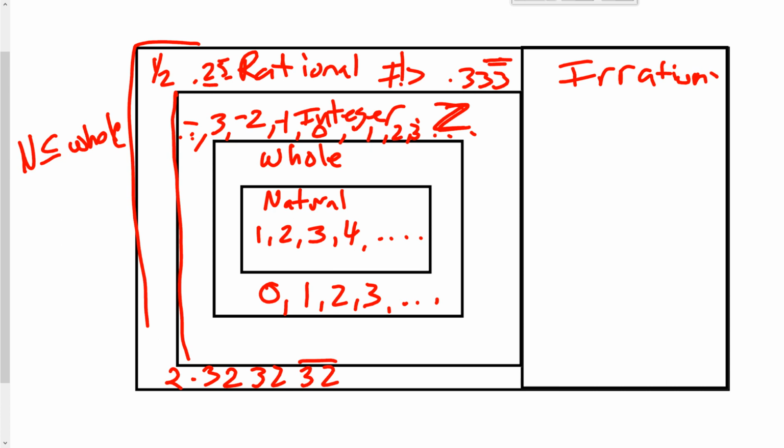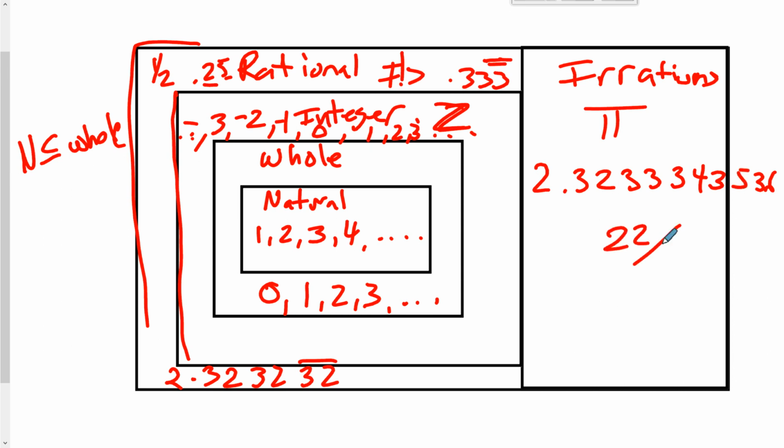For irrational, our famous one is pi. Or say a number that keeps on going forever, like 0.3233343536, and you keep on going in some way like that, but it never ends and never has a repeating pattern. Is it 22/7? That's a close number to pi, but 22/7 is rational. Square root of 3 and square root of 2 are irrational. Okay, and that's our real number system.